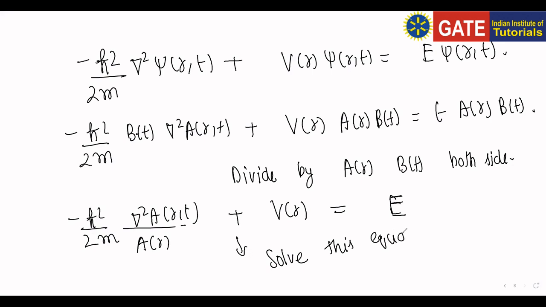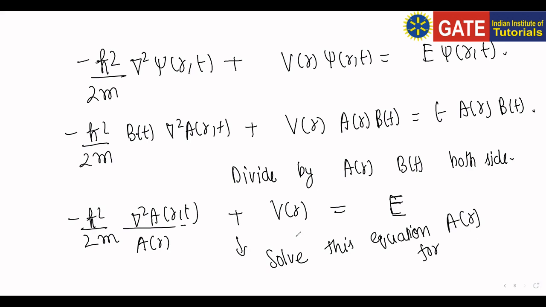You can't go further than this because you need the potential for solving this equation for A of r. Each system has its own potential, its own boundary condition, and we need this potential. Solve this. This is just for the sake of explanation of what happens. Right.